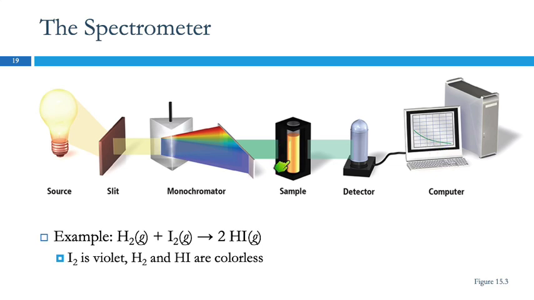So here we've got iodine as a reactant, and that's violet in color. And the other two species here are colorless. So the more iodine is in here, the more light is going to get absorbed. And so we're going to have less light come through here. If there's no iodine in here, all the light will go through. So we can use the amount of light that gets through to measure the concentration of this thing. Any questions about that?